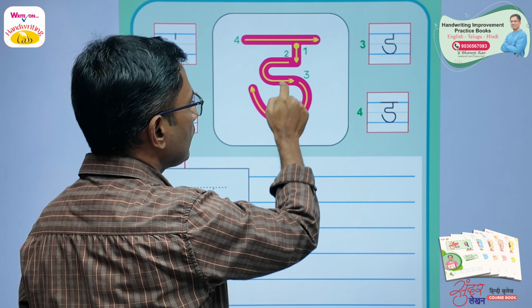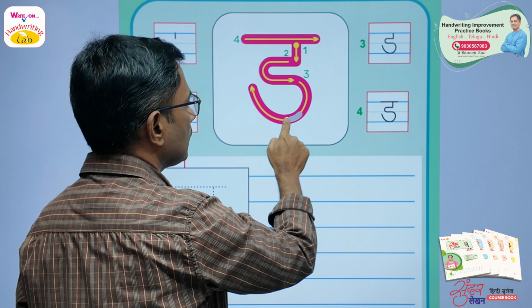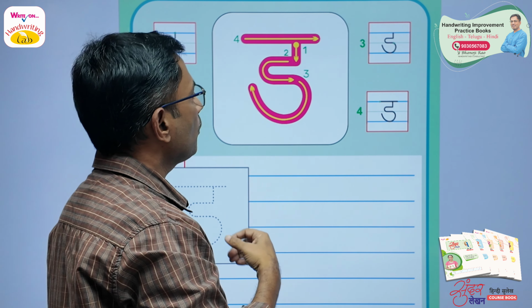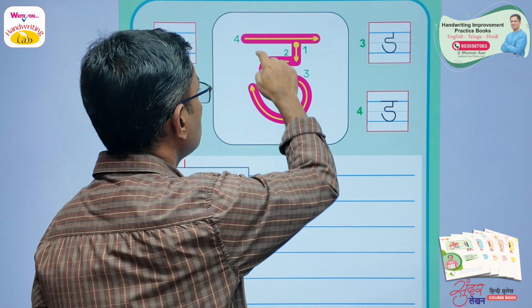If you combine second and third step, it looks like letter S. This part narrow and this part broad. Fourth step is headline covering the entire part of the letter.